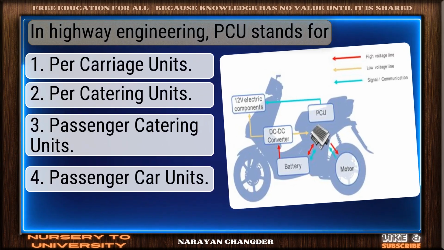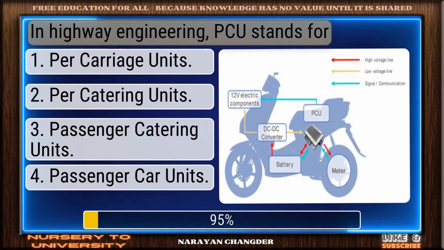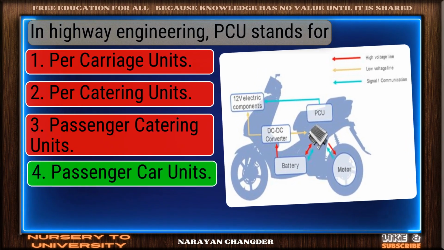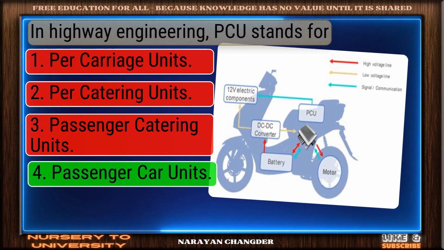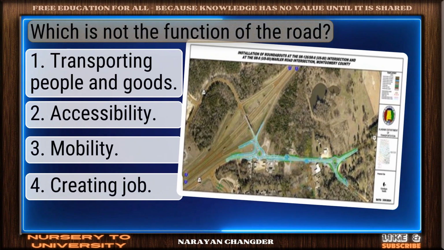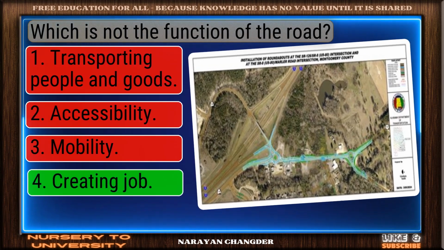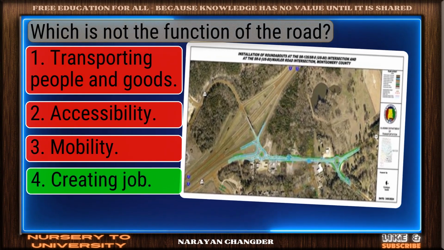In highway engineering, PCU stands for... On track. Passenger car units is the correct answer. Which is not the function of the road? Right choice. Creating job is the best answer.